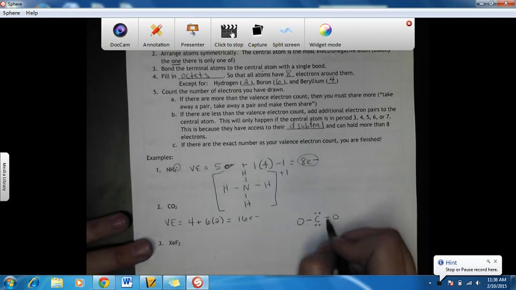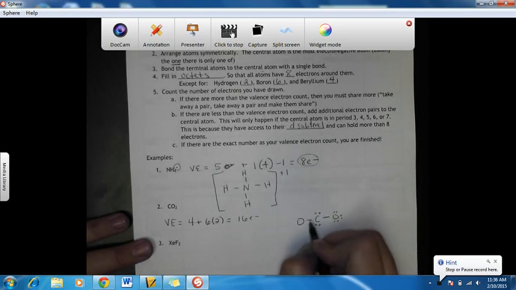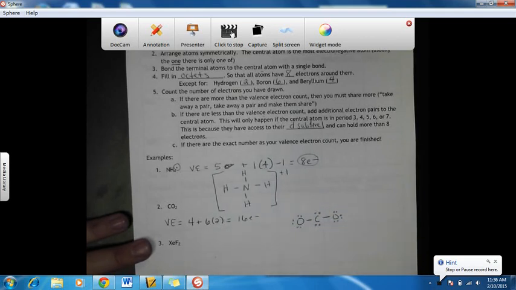And now the oxygens, they also need to have 8. So this one has 2, and it needs 6 more to make 8. On the other side, the same thing. It has 2, and it's going to need 6 more to make 8. Now, we're only allowed to have 16, so let's count. We have 2, 4, 6, 8, 10, 12, 14, 16, 18, 20.